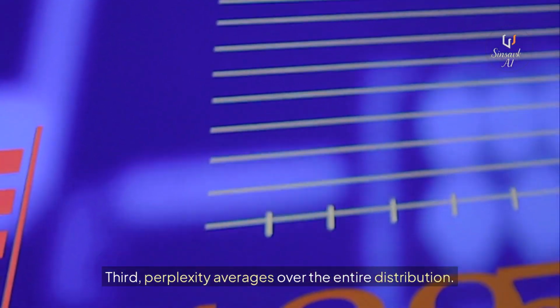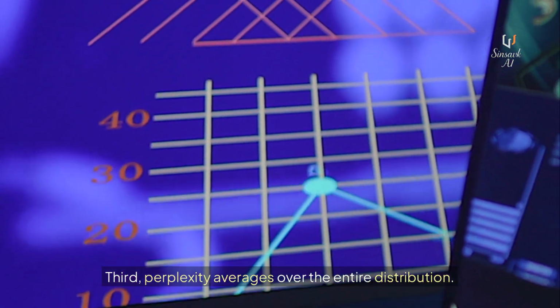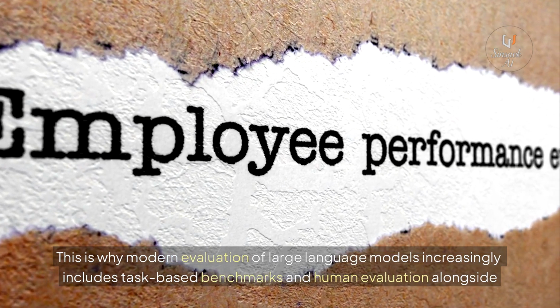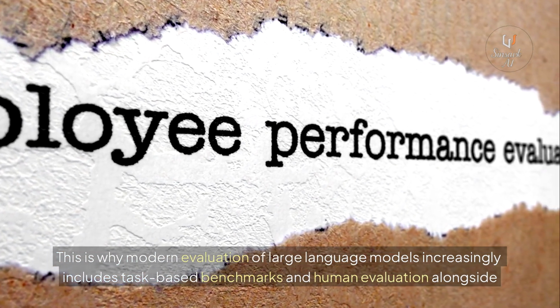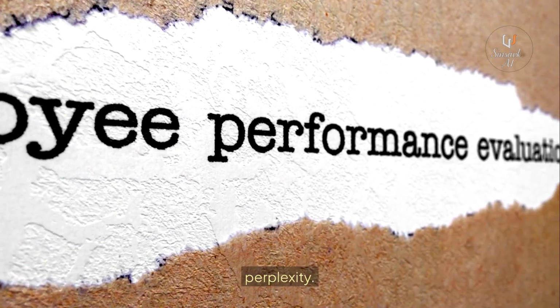Third, perplexity averages over the entire distribution. It does not directly capture rare but important failure modes such as hallucinations, toxic outputs, or reasoning errors. This is why modern evaluation of large language models increasingly includes task-based benchmarks and human evaluation alongside perplexity.